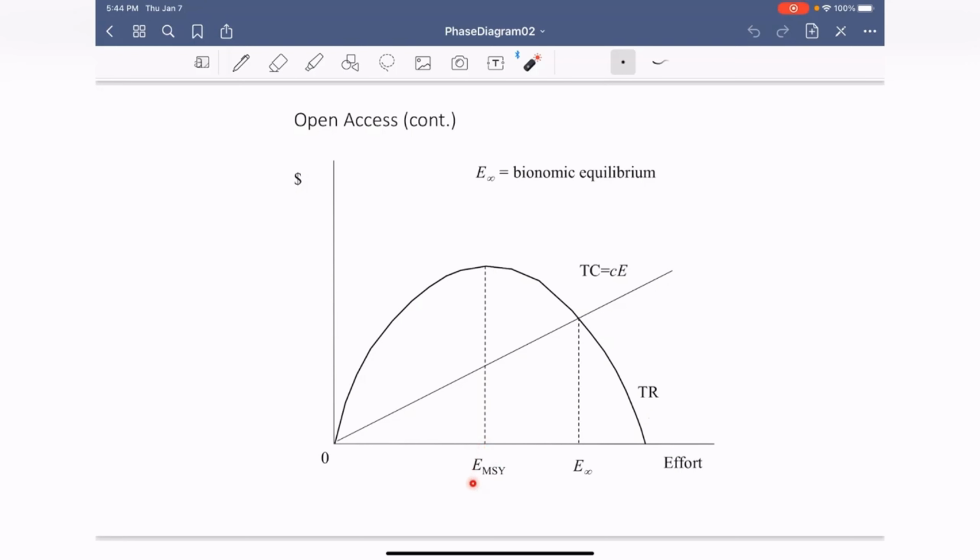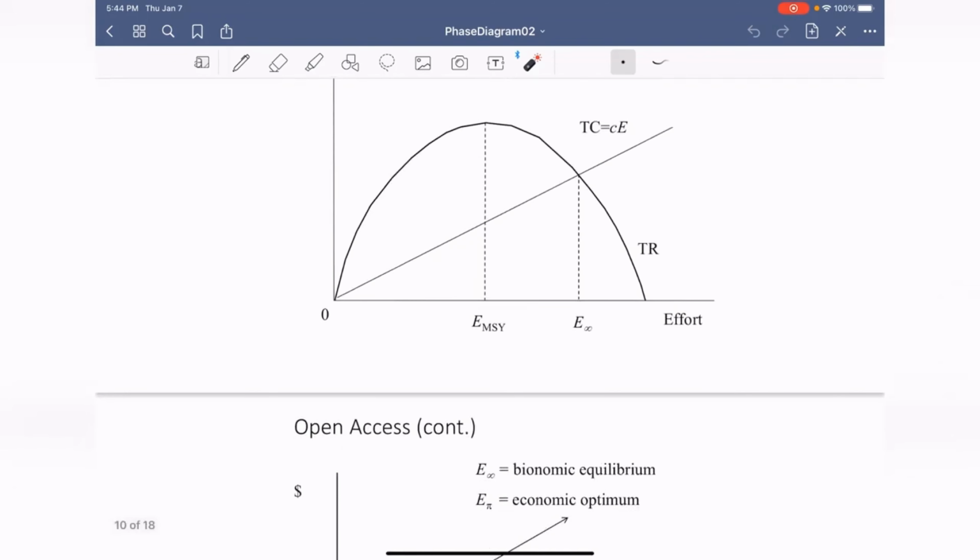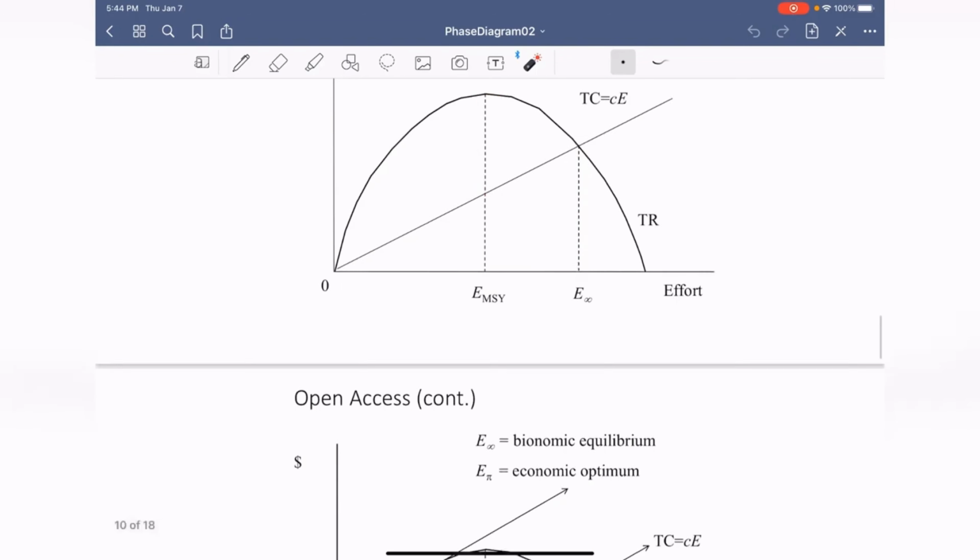The maximum sustainable yield effort is the one that gives you the maximum sustainable yield, and you can see that if you increase effort beyond that, total revenue declines. If you reduce effort, it also declines, so it also is where you maximize total revenue, which is rarely what economists are interested in, because we're interested in maximizing the difference between total revenue and total cost.